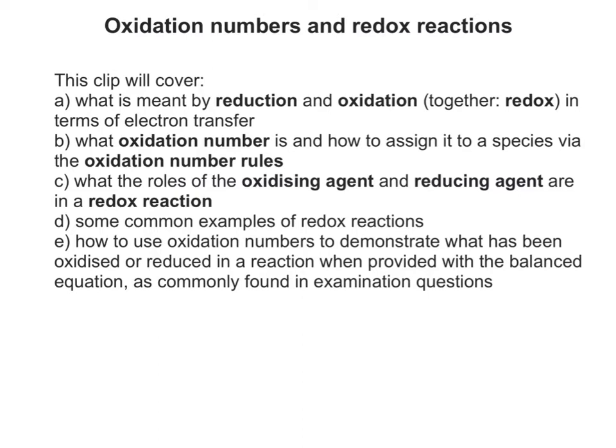We'll then have a look at some examples and then show you how to use oxidation numbers to demonstrate what species have been oxidized or reduced in a reaction when you get the balanced equation provided. This is the way it's commonly found in examination questions, so it's worth trying a couple at the end of the clip.